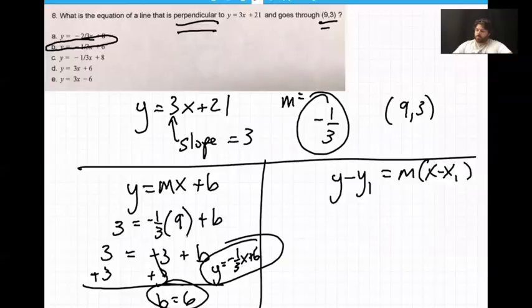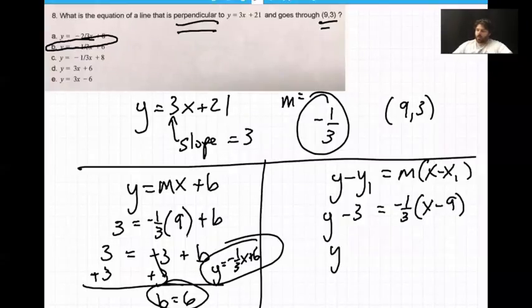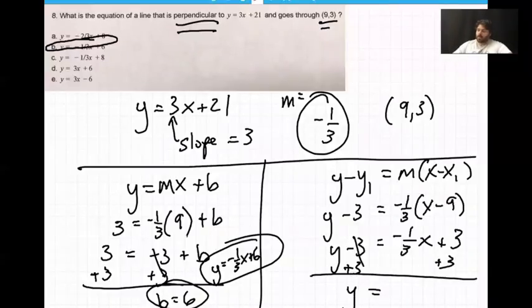But let me just work through this one real quick as well. Y minus the y value equals the slope times x minus the x value. When you distribute here, you get negative 1/3 x plus 3, and then when you add 3 to both sides, that's where that 6 pops in. And there's your equation. Okay, so again, answer choice B is correct.